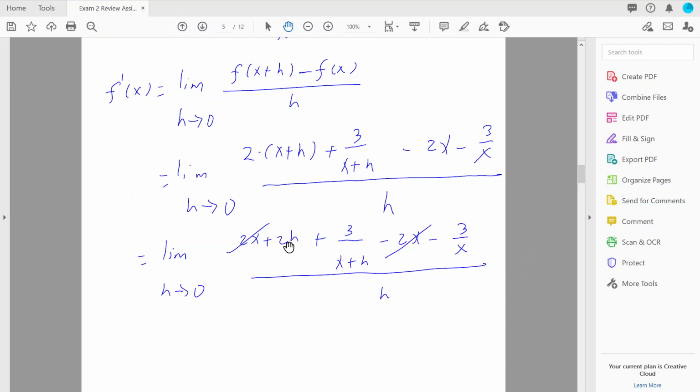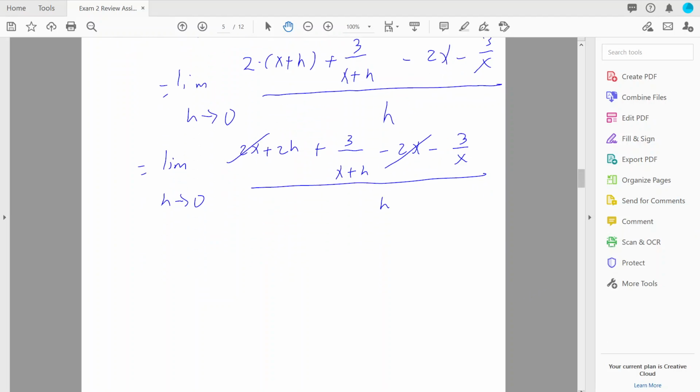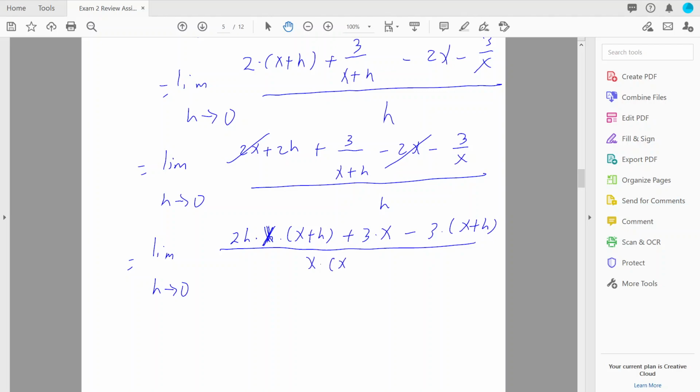Now, to simplify further, you have to make the same denominator here. So you have to take the LCD, least common denominator. So that would be x times x plus h on the top part. So let's do that. So let's make everything 2h times h, x times x plus h, plus 3 times x, minus 3 times x plus h. To make the same denominator, the least common denominator, we have to multiply the first term by x times x plus h, the second term by x, and the third term by x plus h. So eventually, on the top part, this is what you can see, and on the bottom part, you will see x times x plus h. And there is an h in the denominator, so that h also goes here.